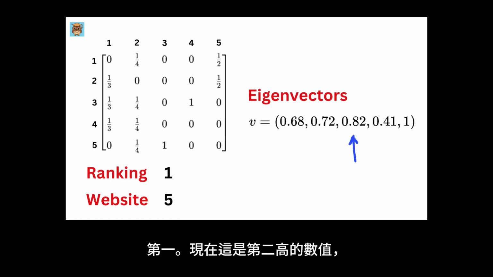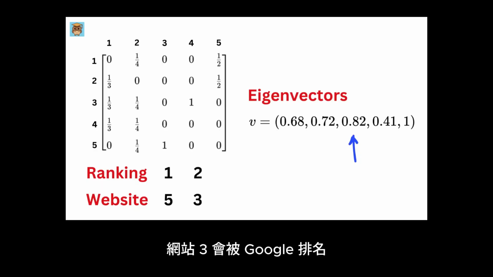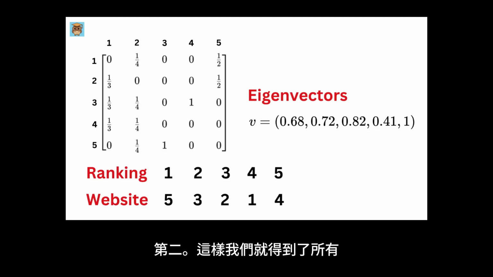Now this is the second highest number, which is for website 3, and thus website 3 will be ranked 2nd by Google. This way, we get the following ranking of all the websites. This is exactly how Google's PageRank algorithm revolutionized web search in its early days. This is just one of the many places eigenvalues show up.